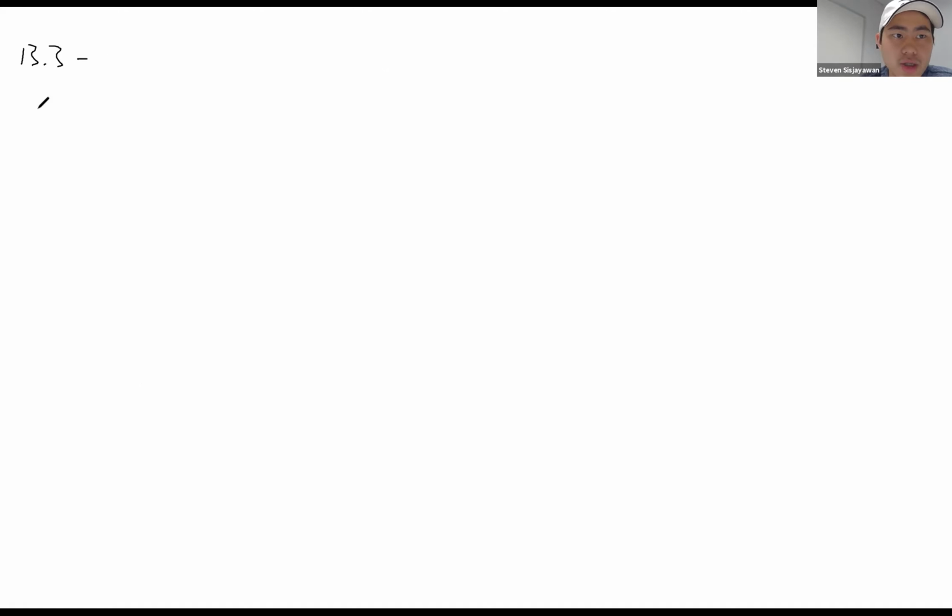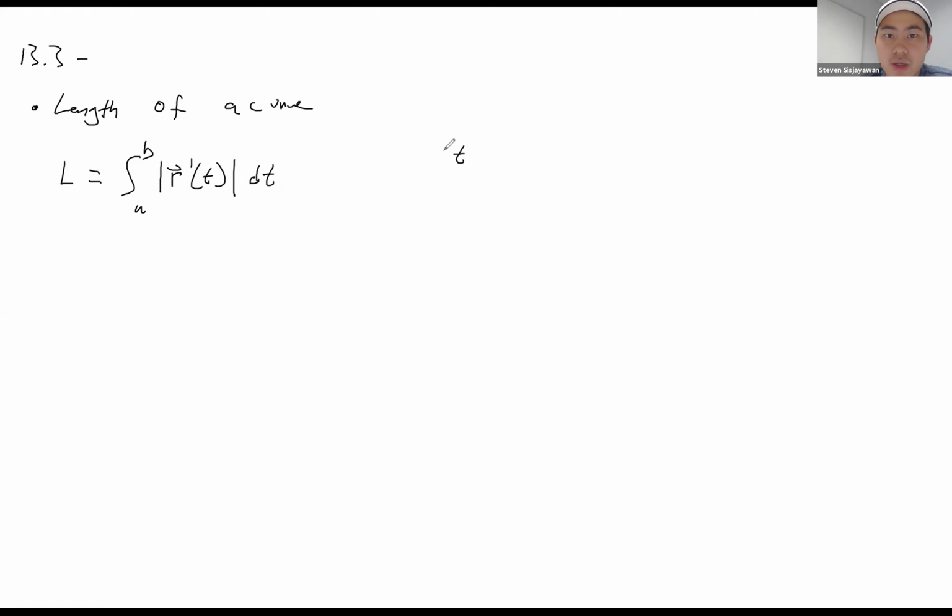So yeah, in this chapter, you guys covered how to find the length of a curve, right? Which is defined as L equal to the integral from a to b of the absolute value of r prime of t, times dt, where t is in between a and b. Right. So let's look at this for a bit.